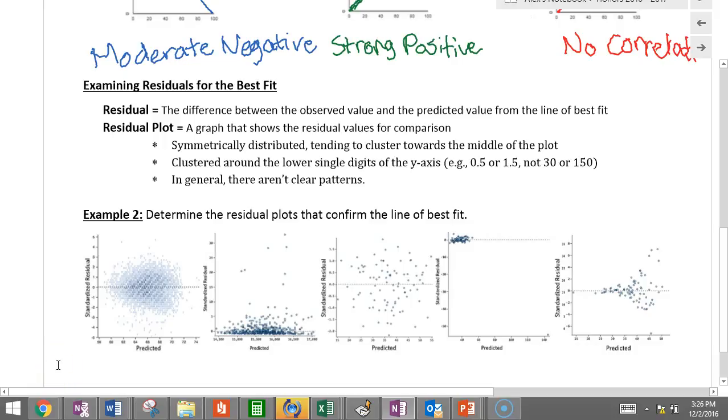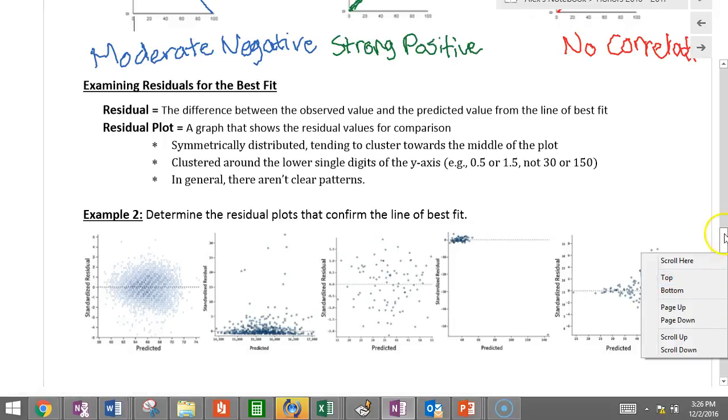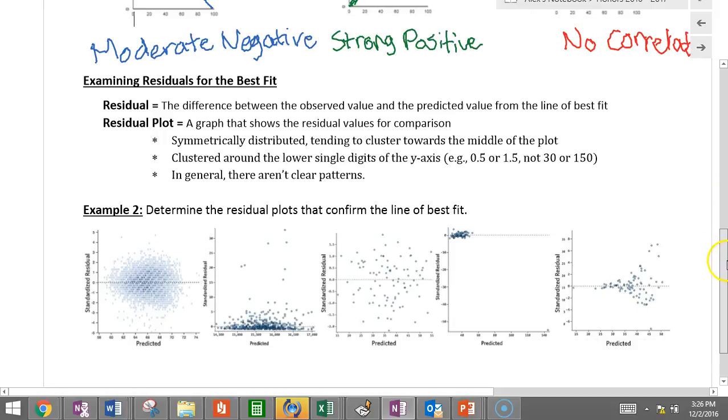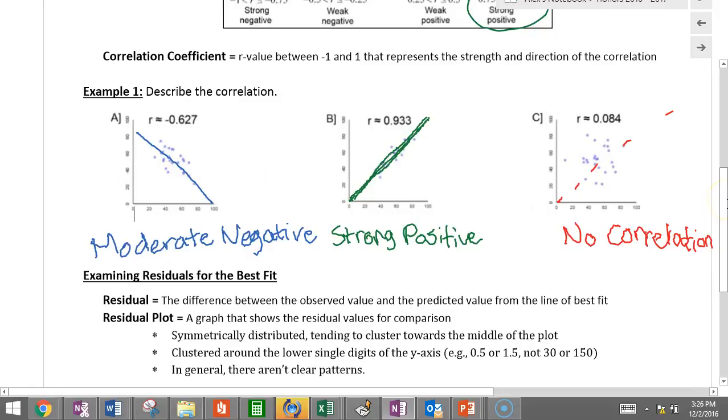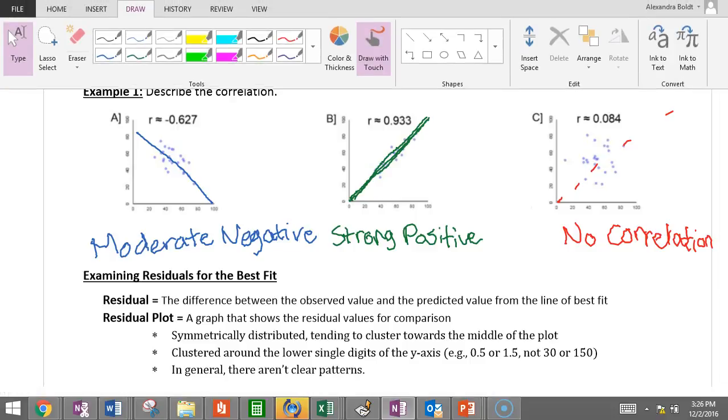Your residual is the difference between your observed value and the predicted value from the line of best fit. What we mean by that is, let's go back up to where we have these scatter plots. So again, this is my scatter plot. My regression is this line here. My residual is the difference between each of those points and this line, right?